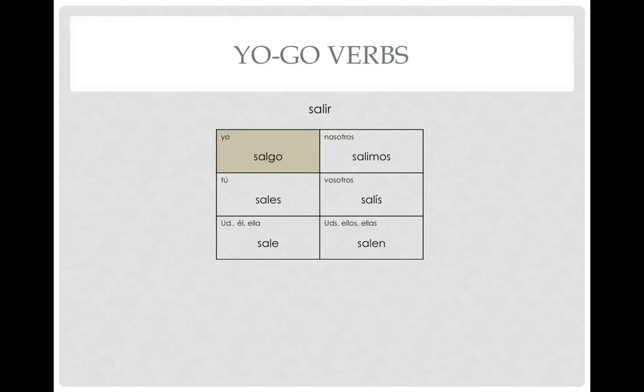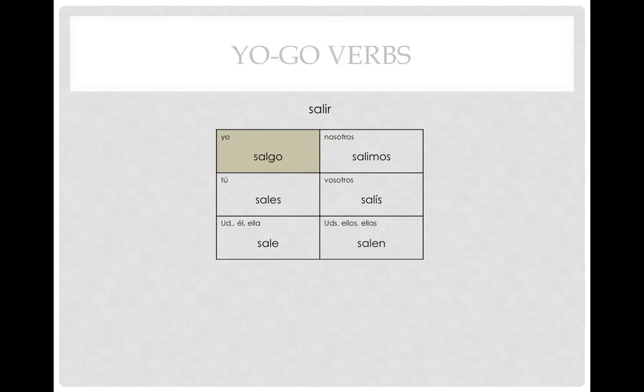Our next type of verb is yo-go verbs. These are called yo-gos because they're only irregular in the yo form, that first form. And if you notice, they all have a go. Okay? So, when we have our yo-go verb, in the yo form, there is a go. That's what we need to remember. So for our verb salir, our yo form is salgo. The rest of the forms conjugate like a regular verb. Sales, sale, salimos, salís, and salen.